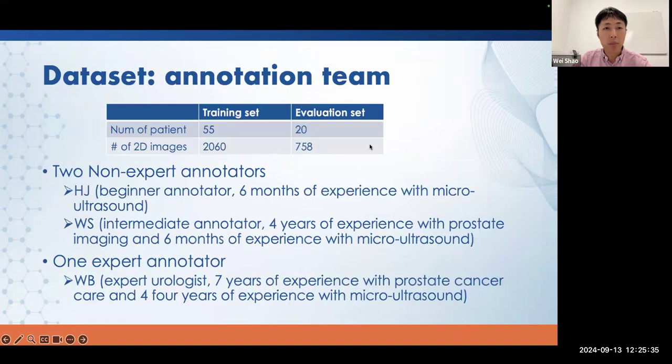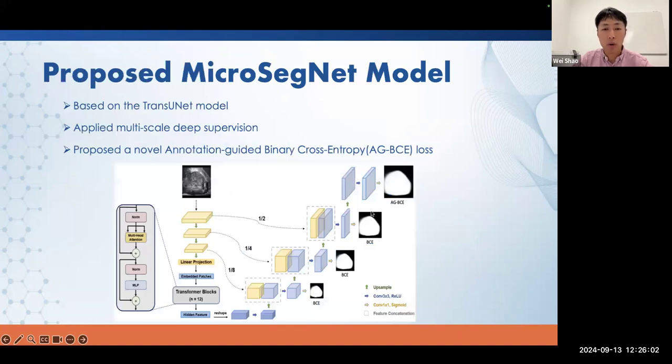So we would like to develop automatic segmentation methods to improve the adoption among the urologists. For this one, we have 55 patients for training, and another 20 patients, for the training of a deep learning model to automatically segment the prostate gland on microultrasound. I will skip the details of the data annotation, but this is the architecture of our network.